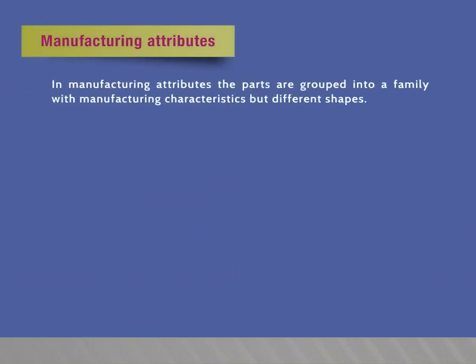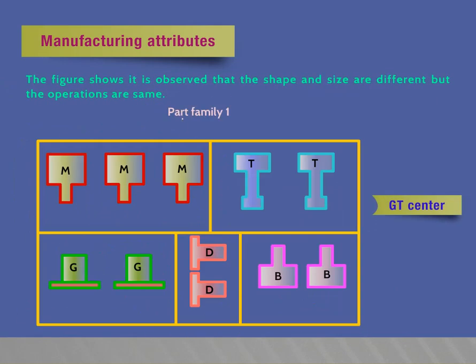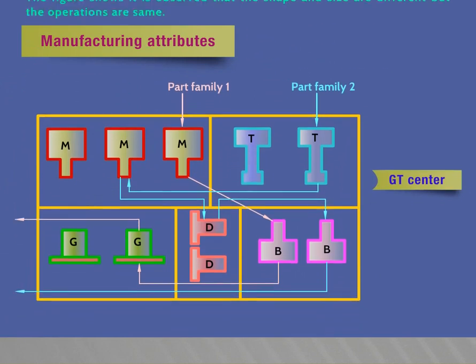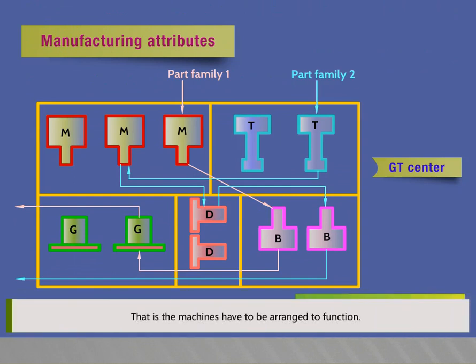Manufacturing attributes. In manufacturing attributes, the parts are grouped into a family with manufacturing characteristics but different shapes. The figure shows it is observed that the shape and size are different, but the operations are the same. Manufacturing part family is really grouping the manufacturing machines into separate work cells. That is, the machines have to be arranged to function.